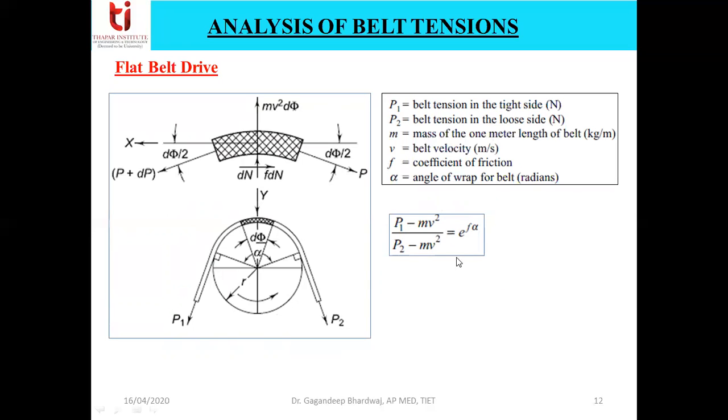So this is the expression for ratio of tensions, that is (P1 minus mv square) divided by (P2 minus mv square) equal to e raised to power f alpha. This expression we have derived already last time, in case of belt and rope and chain drive. So this is all about the flat belt drive. This is the ratio of driving tension in case of flat belt drive.